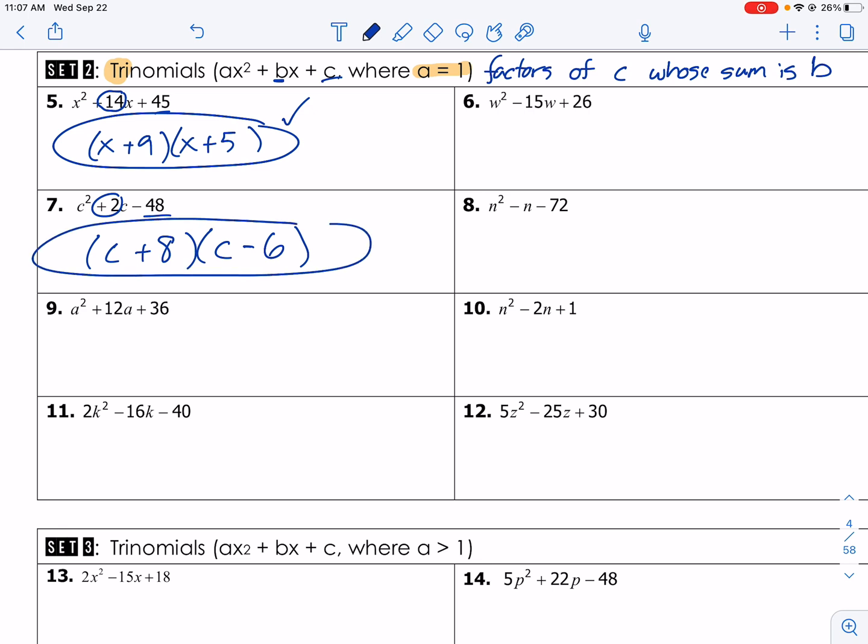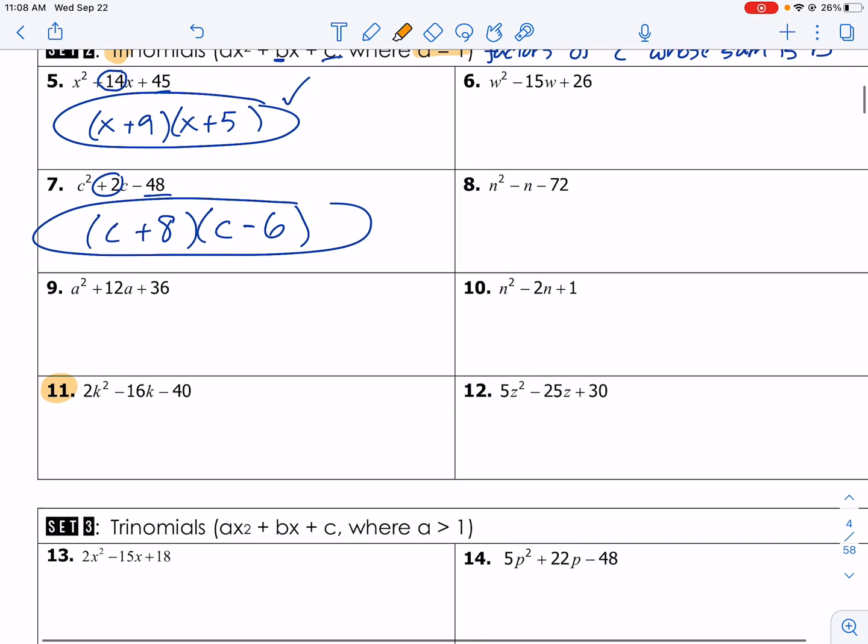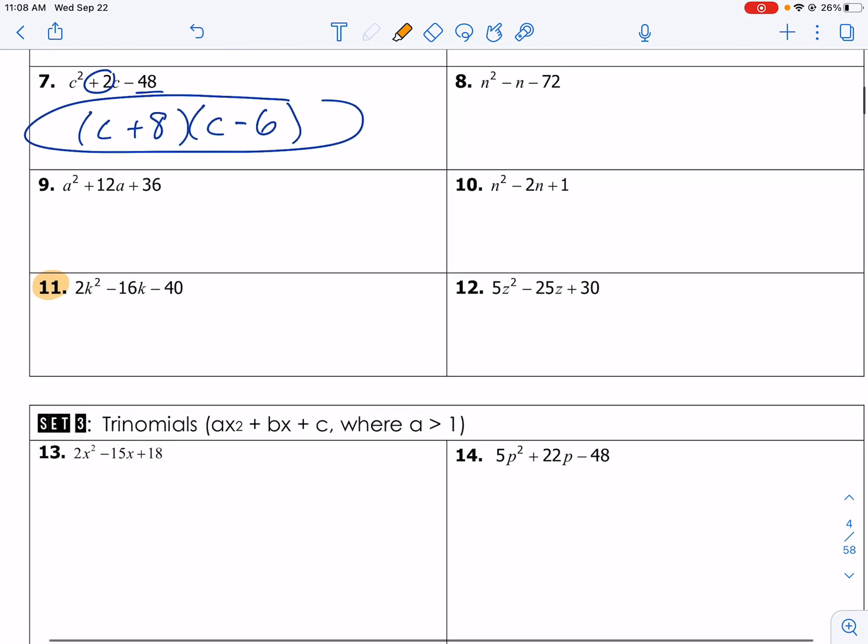Always multiply back in if you want to check your work. Try 11 on your own before we move to trinomials where the leading coefficient is something other than 1. Try 11. Don't forget GCF first. Okay, if you need to pause the video and work it out, please do.